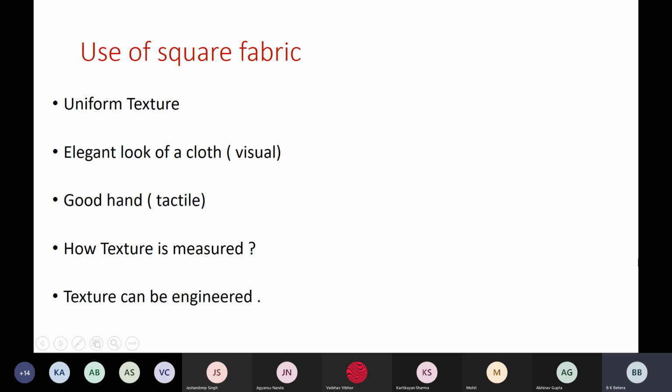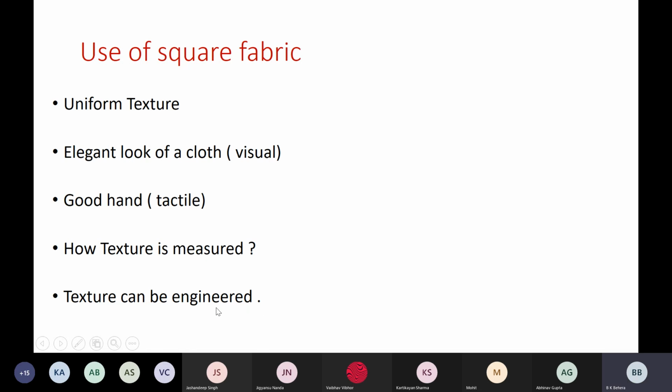So this is basically a system which translates senses into numbers. Remember, this is an instrument, this is a system, this is an evaluation technique which translates senses into numbers. That is called tactile. Just like I explained texture, which is visual, this is tactile properties. We call it hand value of the fabric or fabric hand. And I already told you how texture is measured, and texture can be engineered. This is the main objective of this subject.